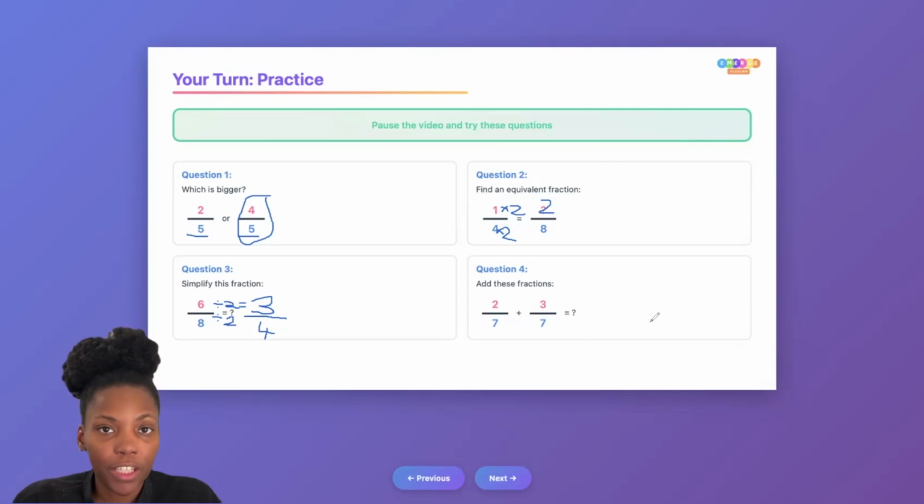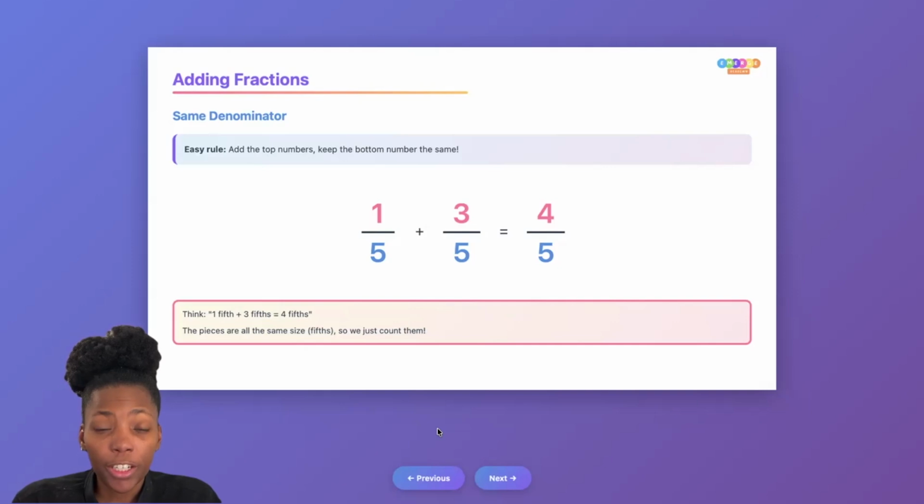And now let's have a look at this final question. We need to add these 2 fractions together. Now, because our denominators are the same, we don't have to do anything to them. We can keep them the same. And then we will now add our top numbers together. So 2 plus 3 equals 5. 5/7.